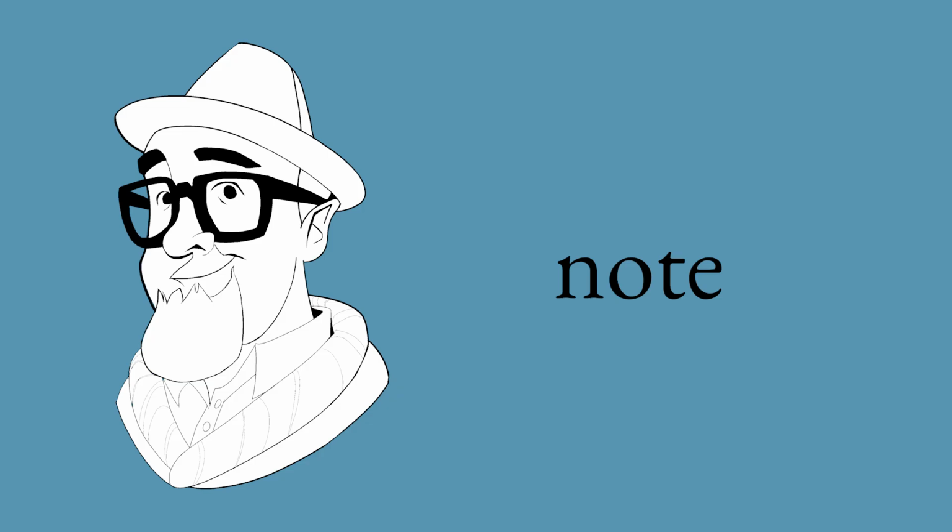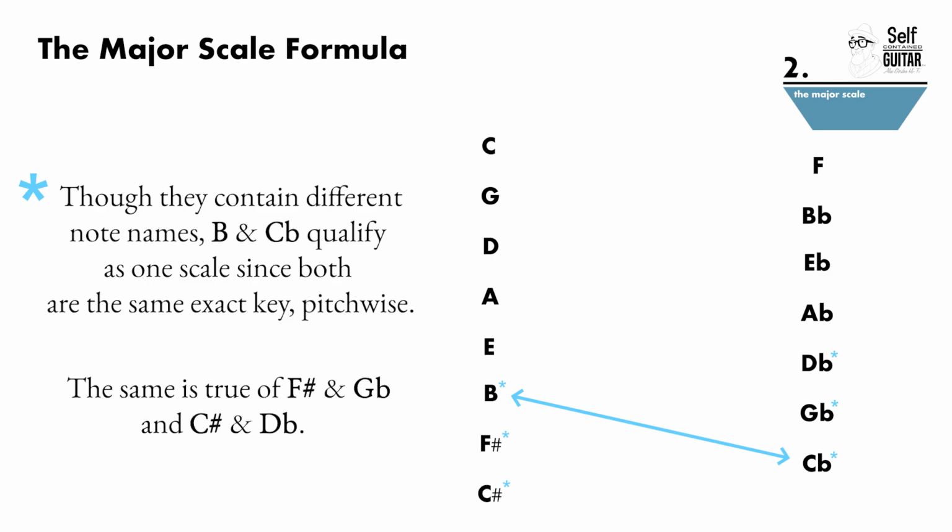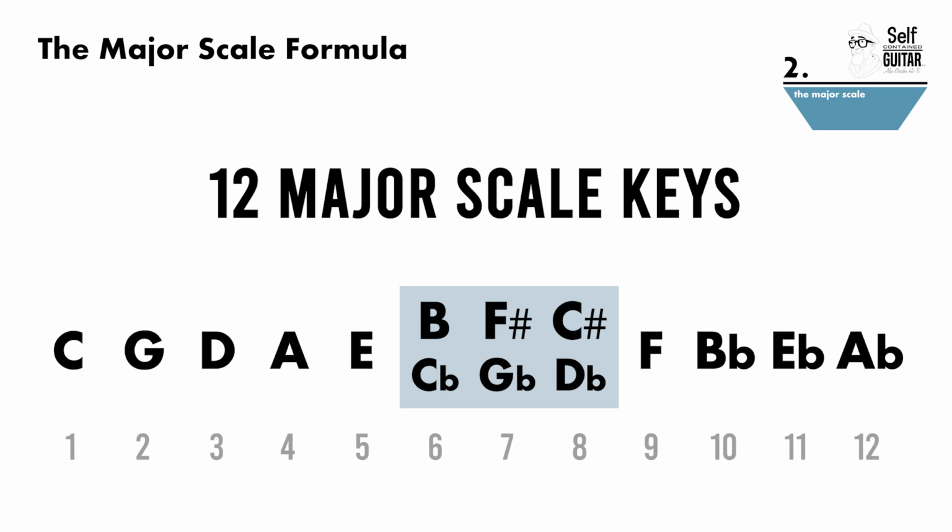Note: though they contain different note names, B and C flat qualify as one scale since both are the same exact key pitch-wise. The same is true of F sharp and G flat, and C sharp and D flat. Therefore, there are 12 major scale keys as opposed to 15.